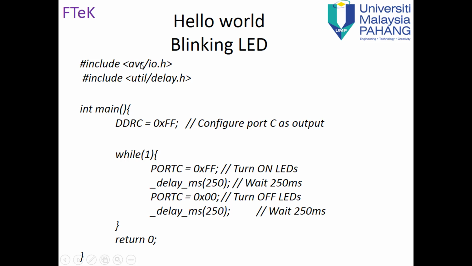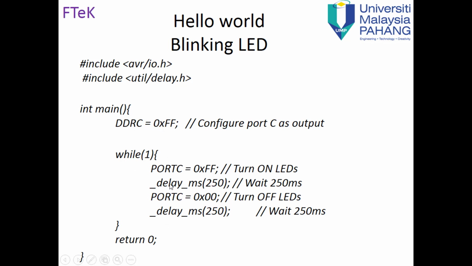We have to include avr/io.h, which should be included in all programs to use the input-output ports. Then we have util/delay.h. We use this one because we are going to use the delay function, which is a member of this library. Then the program is like this: to set port C as output, no need to load to a register and then from the register to the port. Just directly write DDRC equal to hexadecimal FF.